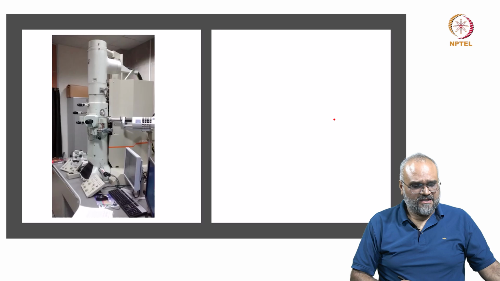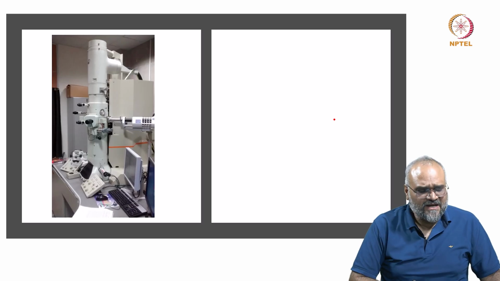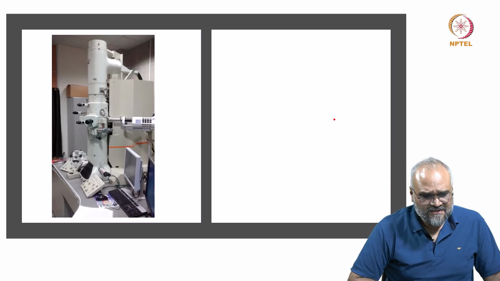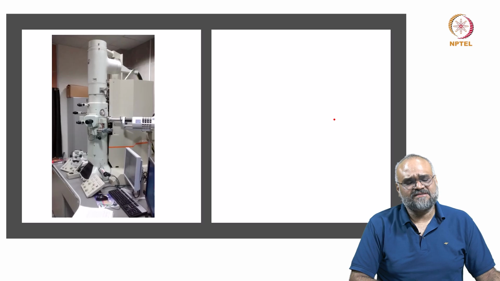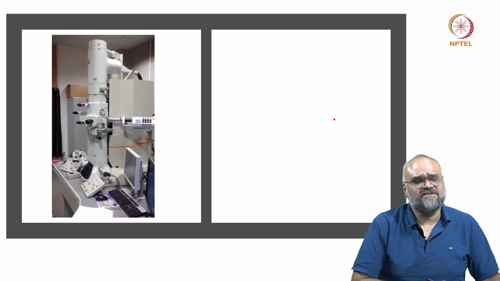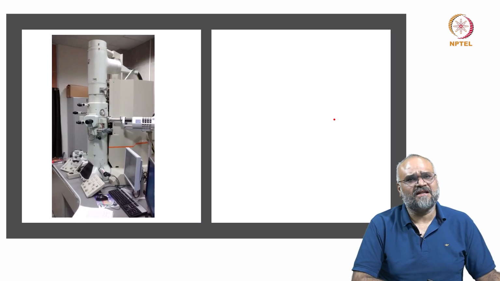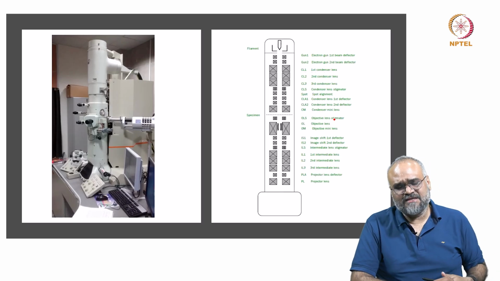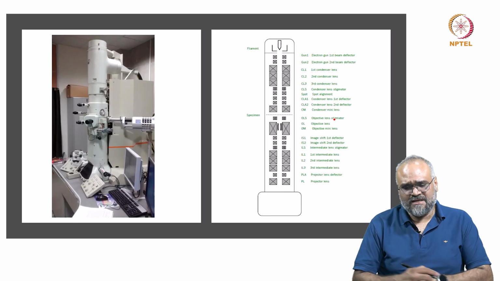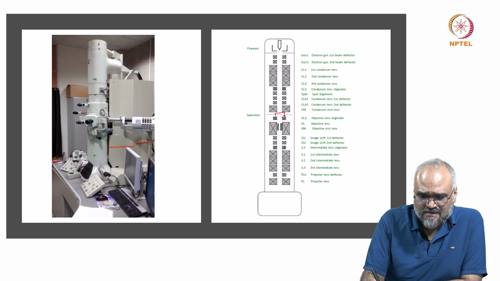So, let us see how you obtain a diffraction pattern in the TEM. In fact, in one of the earlier lectures, I just told you that by the flick of a switch, you can actually obtain a diffraction pattern in a transmission electron microscope. So, let us look at it with the help of a schematic diagram, and let us say I have a specimen placed here and my electron beam is like this.